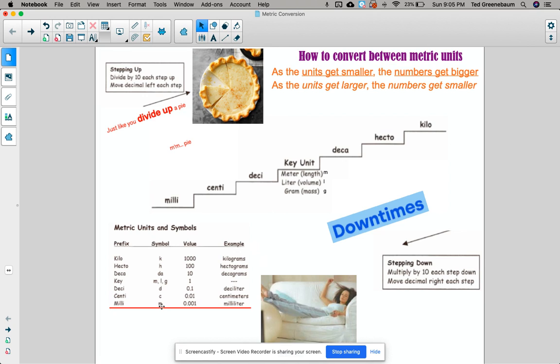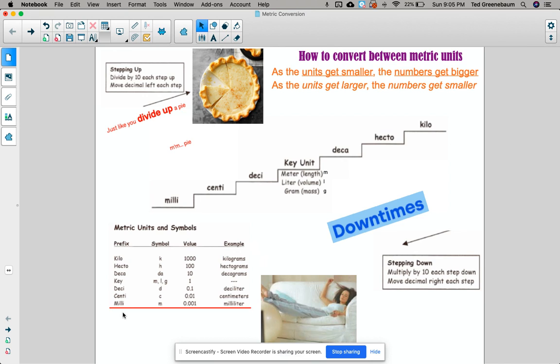Milli is M, centi is C, deci is D. The key unit is meters or liters or grams. Deca is DA, hecto is H, and kilo is K. Remember, milli, centi, deci, a key unit of the deca, hecto, and it kiloed them.